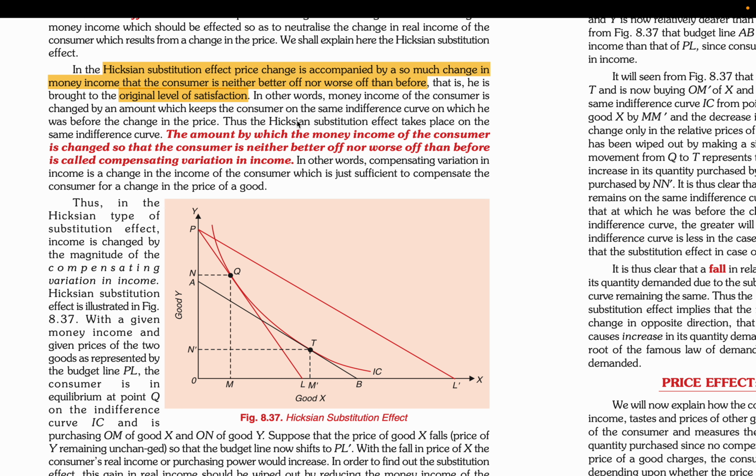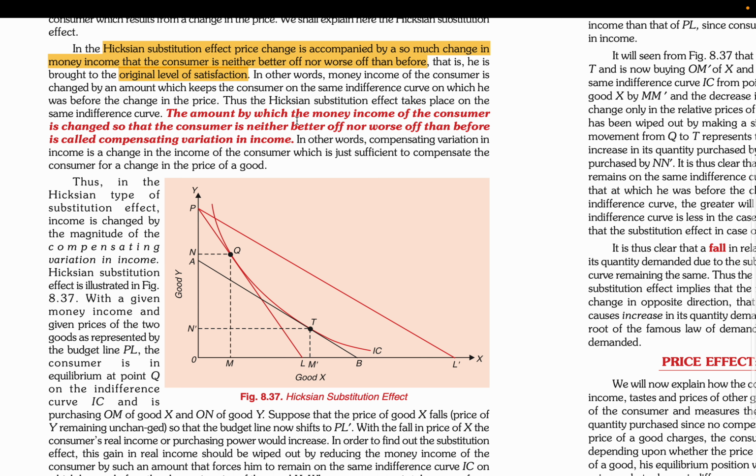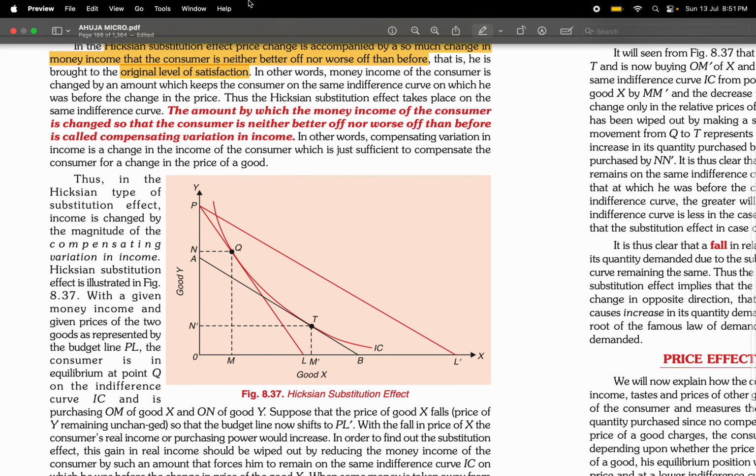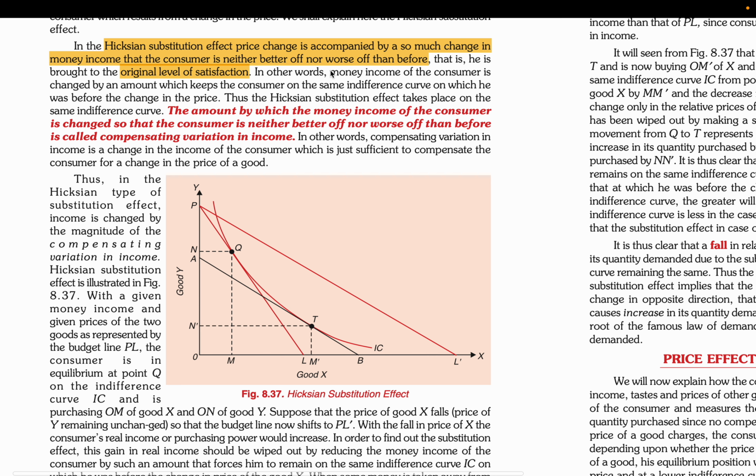In other words, money income of the consumer is changed by an amount which keeps the consumer on the same indifference curve on which he was before the change in price. This is a better definition. I'd say you mark this. So money income is changed by an amount which keeps the consumer on the same IC on which he was before the change in the price.